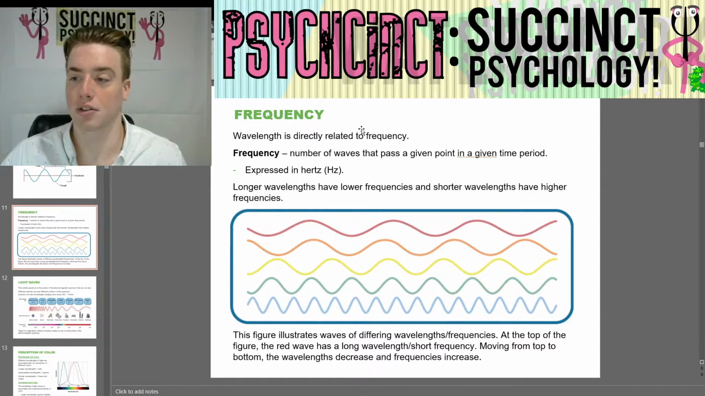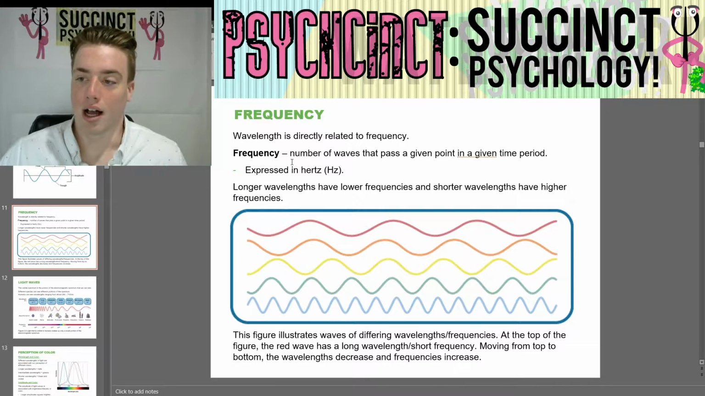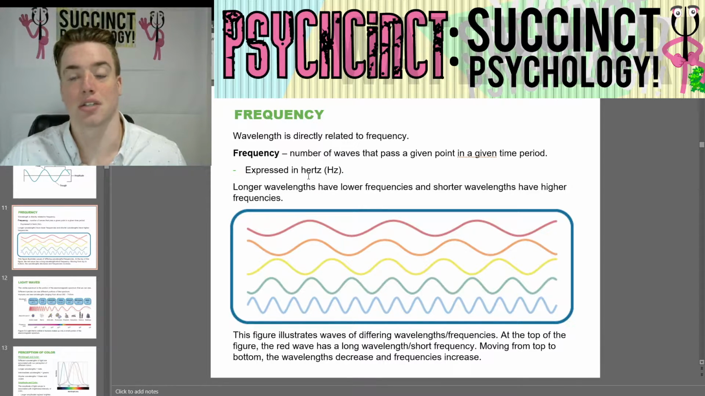Wavelength is directly related to frequency. Frequency is the number of waves that pass a given point in a given time period and is expressed in hertz, or Hz. So longer wavelengths have lower frequencies and shorter wavelengths have higher frequencies.